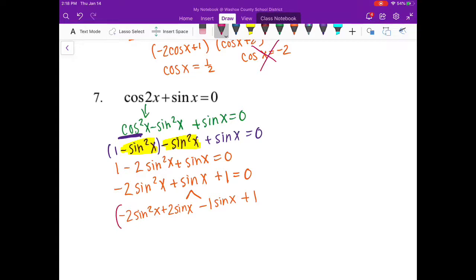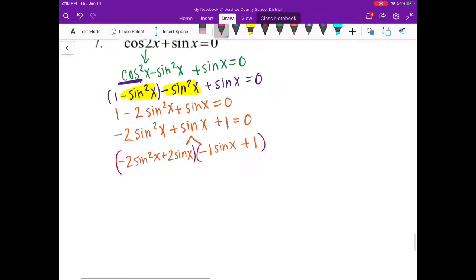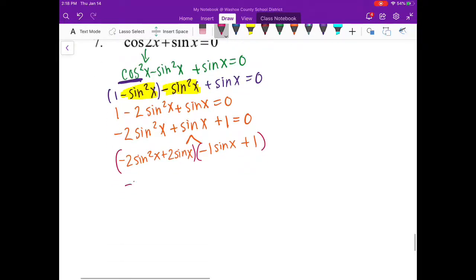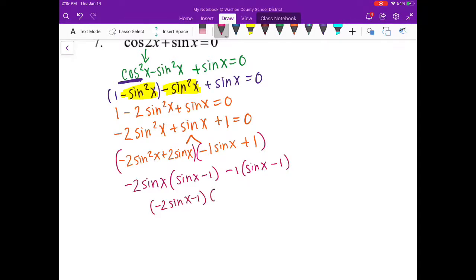And lastly, we're going to group the first two and the last two. Take out a negative 2 sine of x, which leaves you with 1 sine of x inside, minus 1. And then take out a negative 1 for the second one, and we get sine of x minus 1. Okay? So your two factors come out to this. Set them each equal to 0.